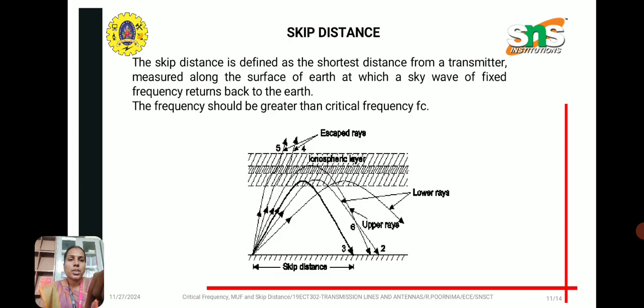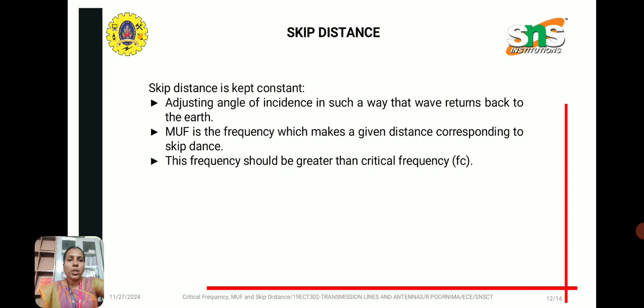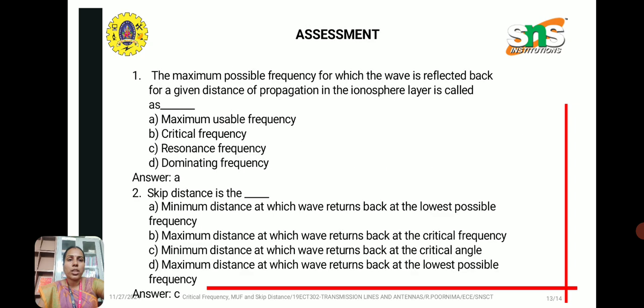Next is the skip distance. The skip distance is defined as the shortest distance from the transmitter, measured along the surface of the earth, at which the skywave of fixed frequency returns back to the earth. The frequency should be greater than the critical frequency. So it is kept constant by adjusting the angle of incidence in such a way that the wave returns back to the earth, and MUF is the frequency which makes the given distance correspond to the skip distance. So this frequency should be greater than the critical frequency.